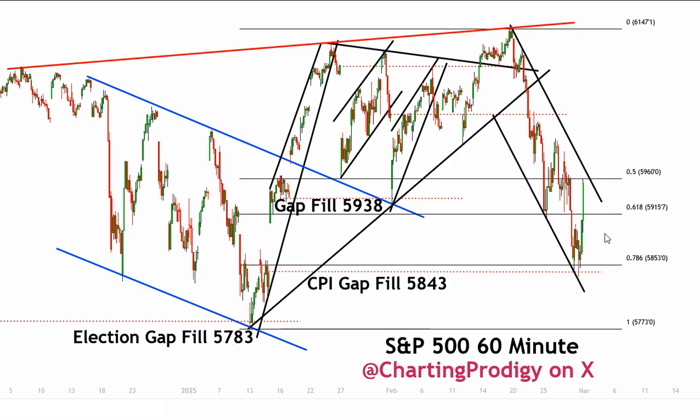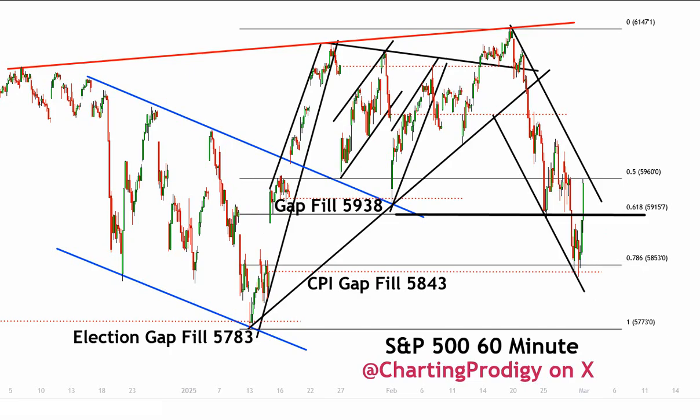Now we have this really nice looking channel. And again, I talked about these two levels. I talked about the 61.8 Fibonacci near the trend line last week, and I talked about it being near that rising trend line, our log scaling. And I told you if we broke that level, we have the 78.6 Fibonacci down here near our CPI gap fill from January, and that's where we hit.